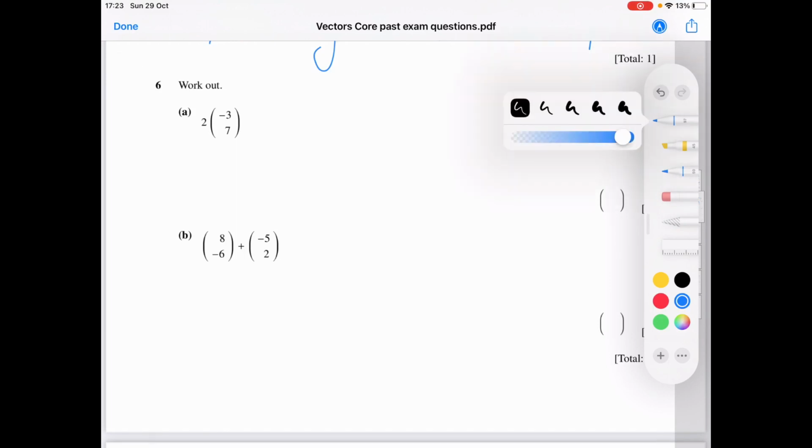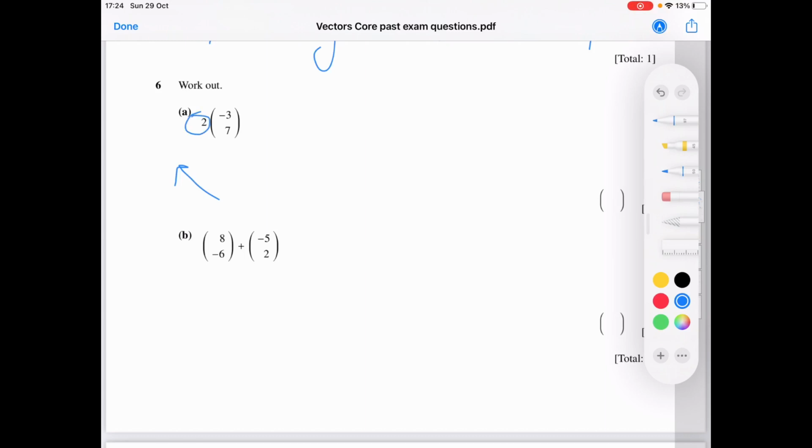So this is 2 multiplied by the column vector -3 and 7. So what's actually happened is we have our column vector, which is going down 3, across to the left 3 and up 7. So it's sort of going in that direction. And this is multiplying it by 2.